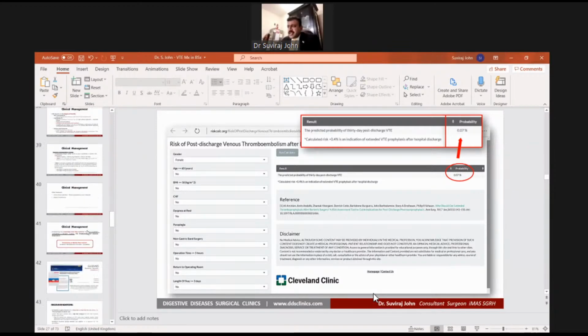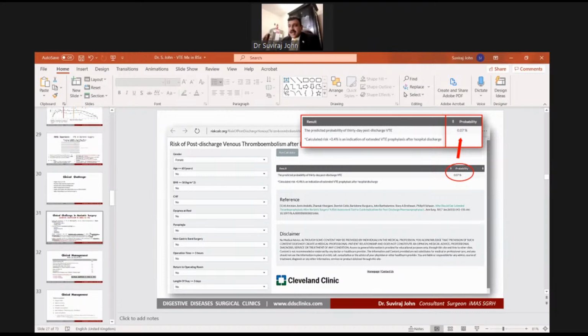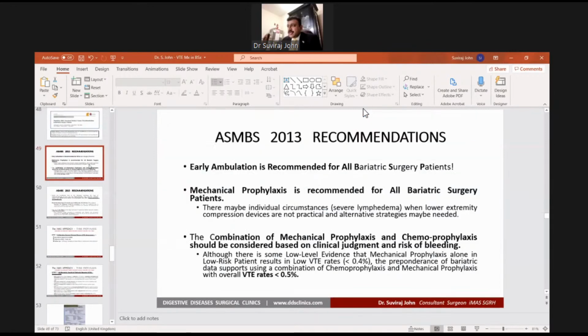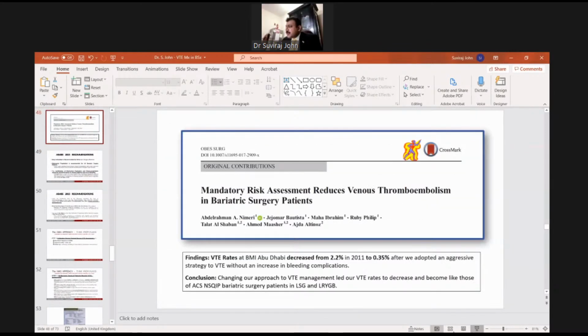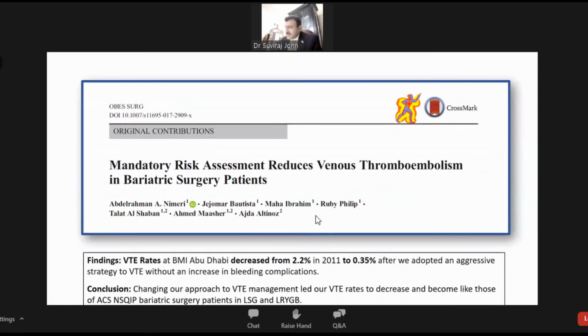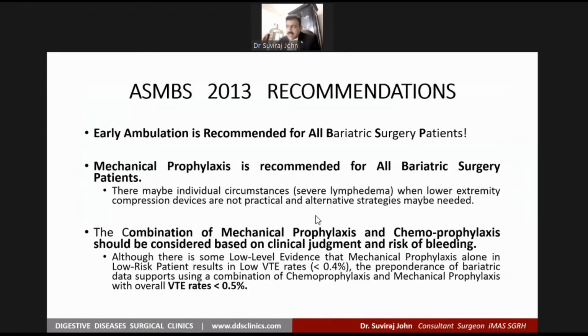I think the first thing you need to do, which we all do, is a very good risk assessment to give you an idea of where we stand. So that is the first thing. That gives you an idea what kind of prophylaxis comes up. Your grading of risk will decide what kind of prophylaxis you will give. So general measures are there for all patients. Mechanical prophylaxis is recommended for all bariatric surgery patients.